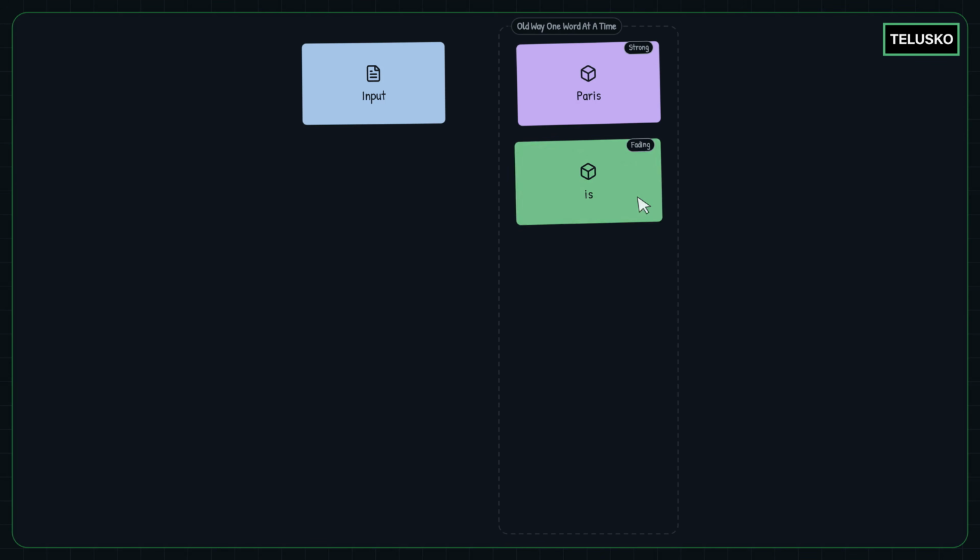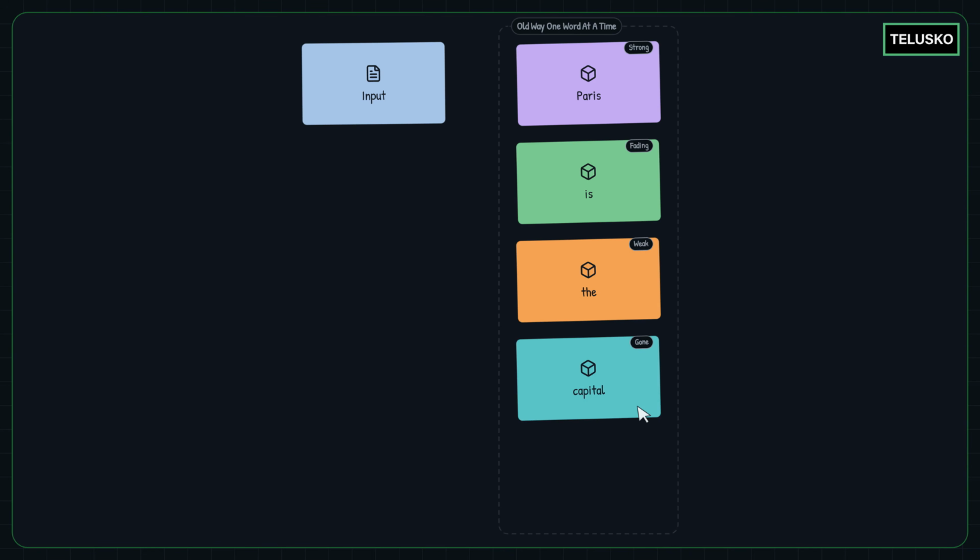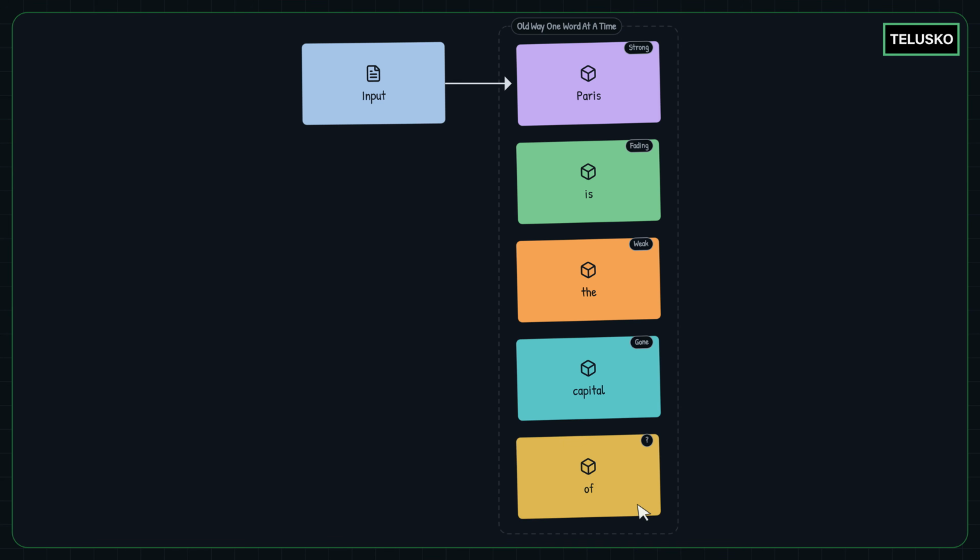Let us map this out on our architecture. We can draw the old pipeline as a chain of small boxes, each holding just one word. Watch what happens to the memory signal as it travels down the line. By the time it reaches the final word, the information from Paris has faded into nothing. The model guesses wrong because it literally forgot what it was talking about.